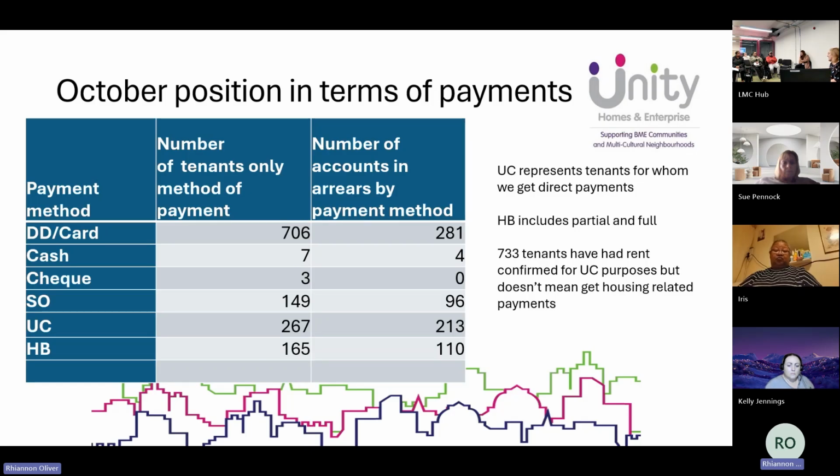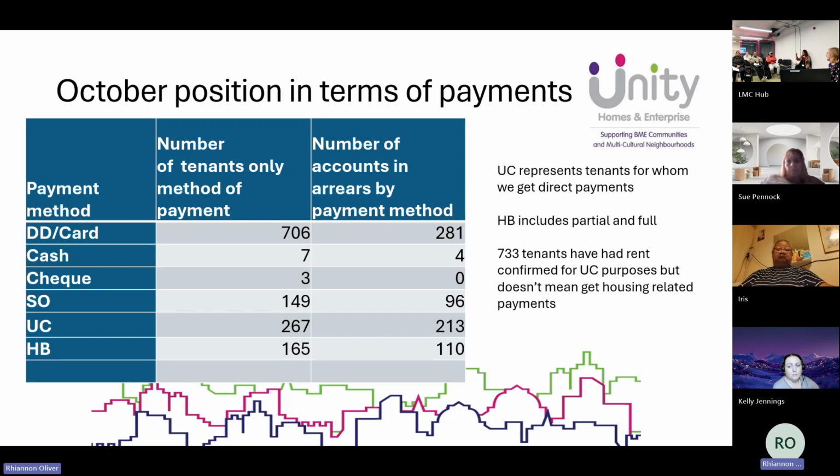So if they get into arrears, we have to have a conversation separately about it. And that's why Fiona's put the number there. We've confirmed rent for 733 tenants for universal credit purposes, but only 267 are coming directly to us. And we also don't know if people get the housing element or not. When somebody makes a claim for universal credit, Unity have to go into the portal and accept that that person is taking one of our tenancies, so the links are right. So we've confirmed 733 tenants for universal credit, but only 227 of them we get directly.